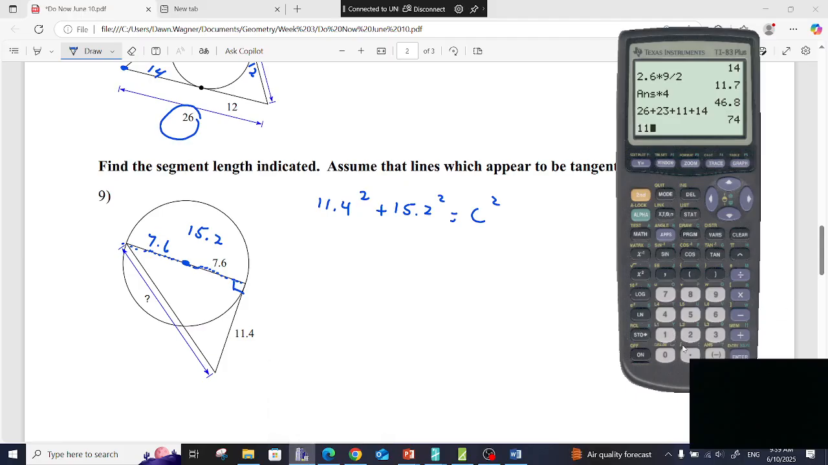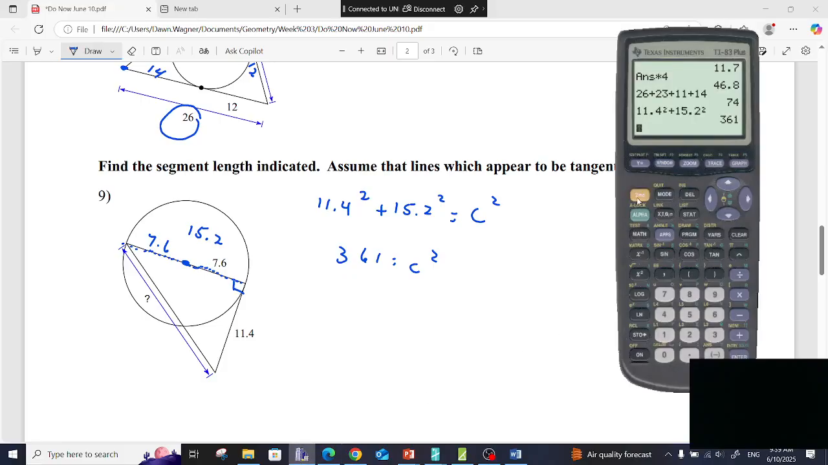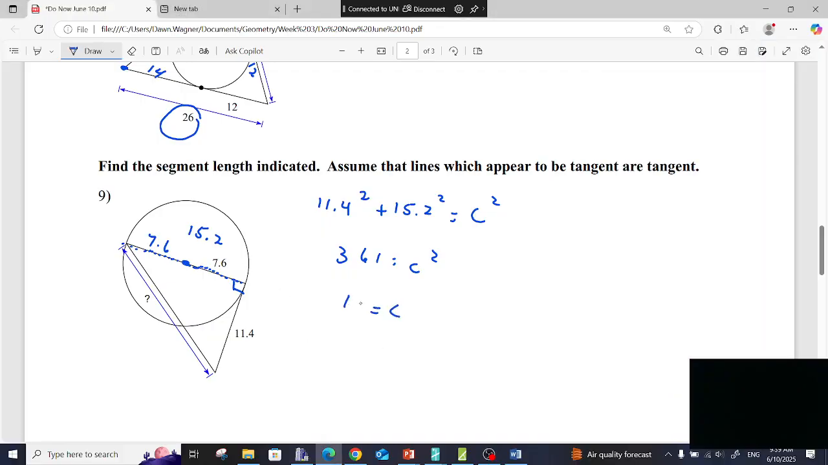So 11.4 squared plus 15.2 squared is 361. What's the last step we always do with Pythagorean theorem? Yep, take the square root. So the square root of 361 is 19. So this length here is going to be 19.